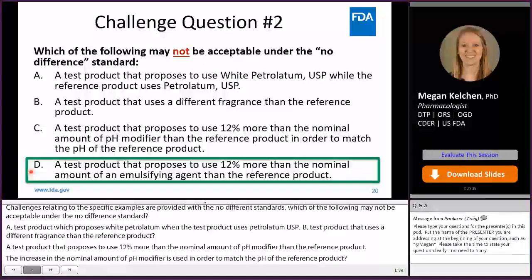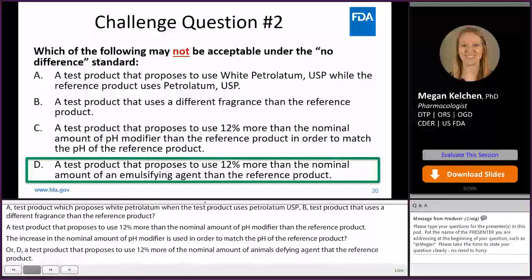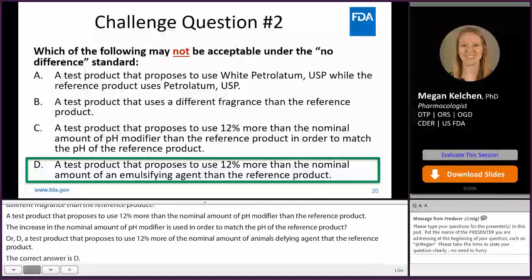The correct answer is D. Under the no difference assessment, it is not acceptable to have a test product that proposes to use 12% more than the nominal amount of an emulsifying agent in order to qualify for the characterization-based bioequivalence approach.